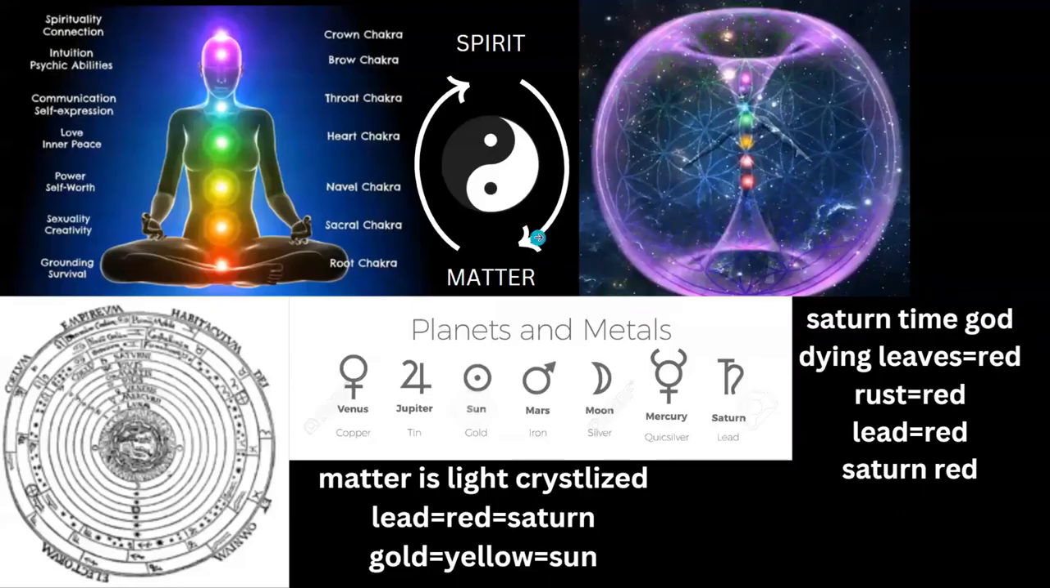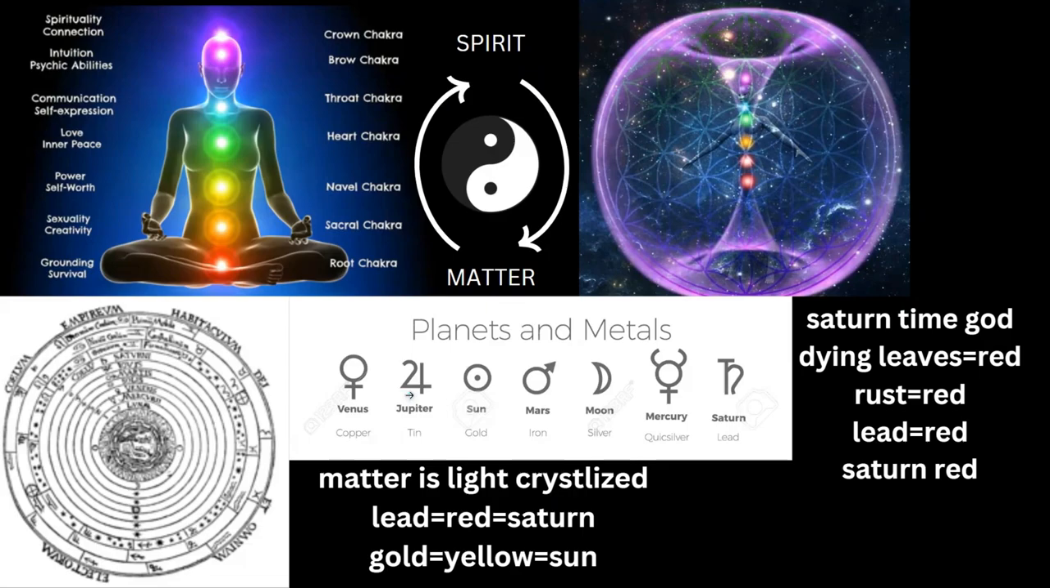Now, like I said earlier, light crystallizes into physical matter. They are the same substance. Spirit and matter are the same substance, but different variations, different aspects of the same substance. Low vibrational spirit turns into matter. High vibrational matter turns into spirit. Or light, whatever you want to call it. Matter is light crystallized. This is where we get the seven metals from.